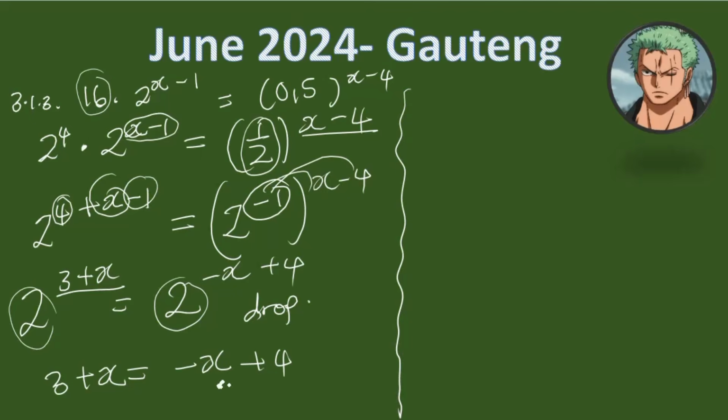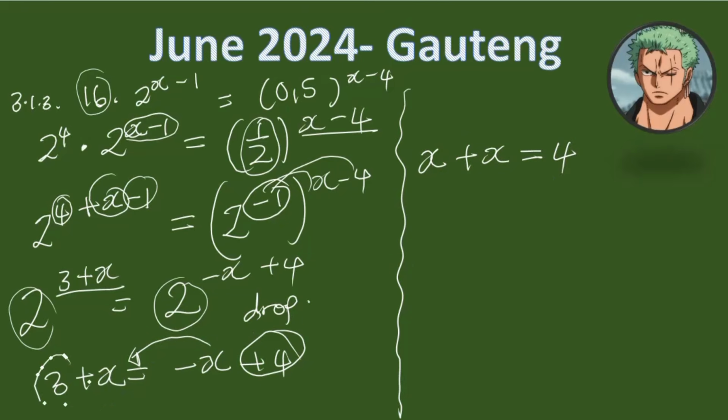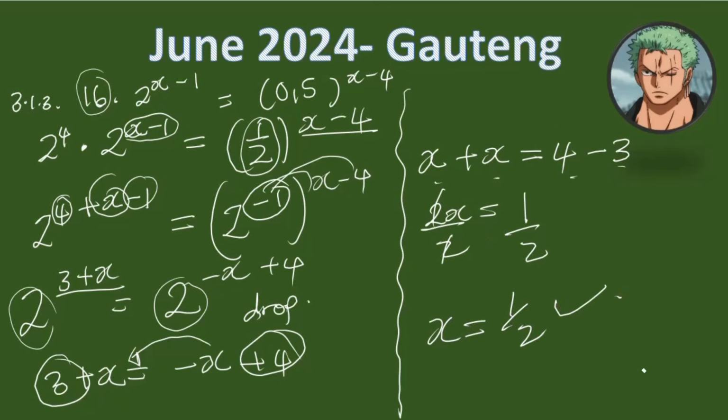It's becoming simple algebra now. I'm going to send x to this side, which means I'll have x. When this x gets here, that is plus x is equals to, I have a 4. When I send 3 to another side, it becomes minus 3. This 2 will give me 2x is equals to 4 minus 3, which is 1. Then I divide both sides by 2. My x will be equals to 1 over 2.